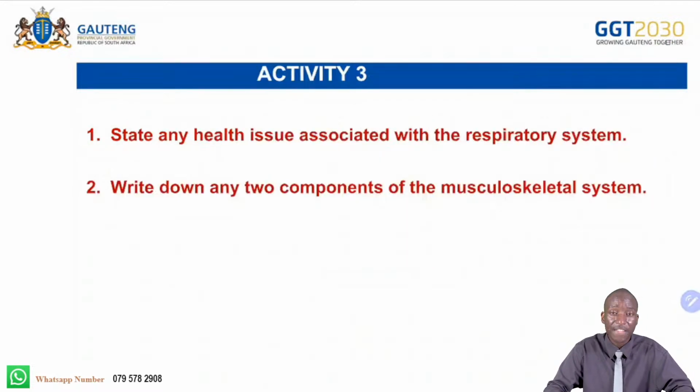Then we come to activity number 3. What we need to do in this activity: number 1, state any health issue associated with the respiratory system. Number 2, write down any 2 components of the musculoskeletal system. All right, there we go. 4 minutes, then we look at the corrections after.